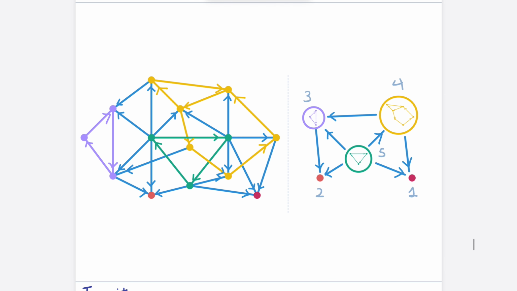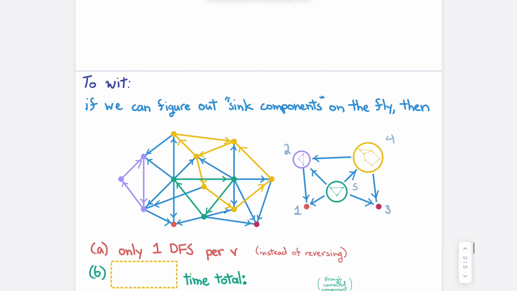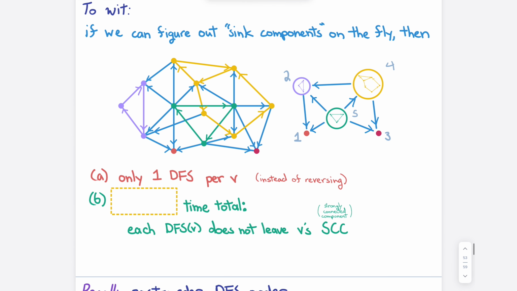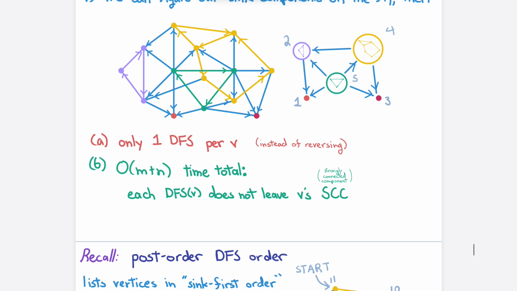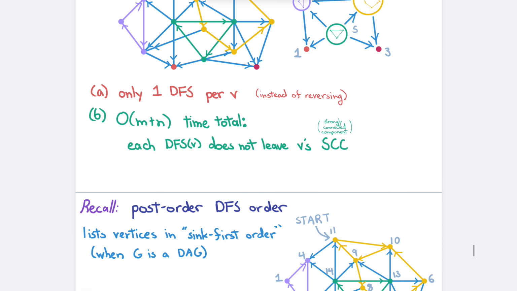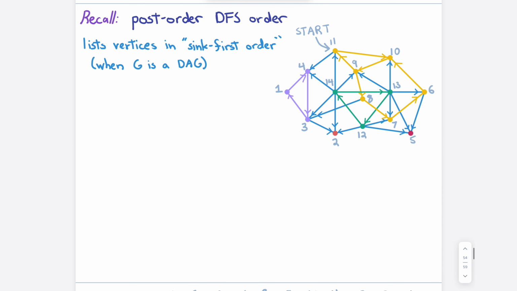Now, okay, so that's the idea. That's just some sink first memory. Okay. So if we can figure out the sink components on the fly, then we get m plus n time. And I'll go a little faster because we're basically out of time. Now, okay, I think there's only one rhetorical moment left.